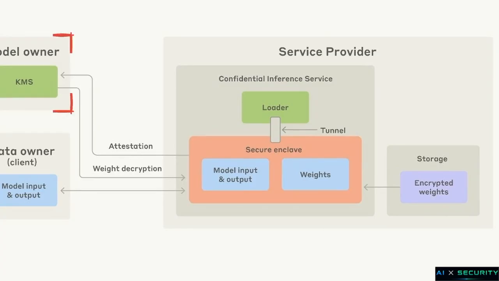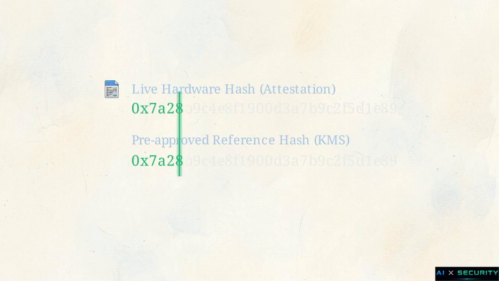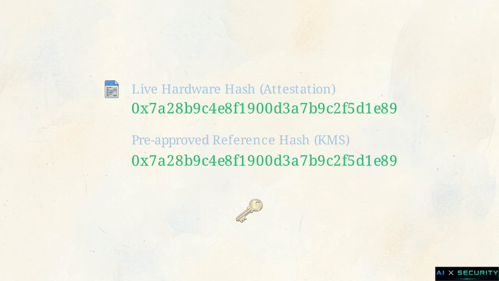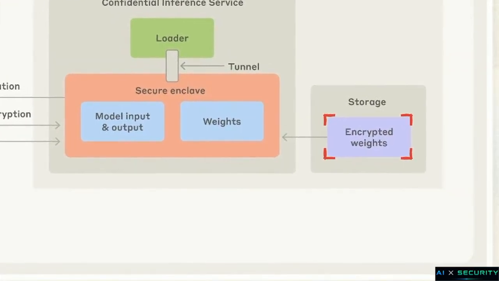The model owner uses a similar verification process to deploy their proprietary weights. The enclave sends its cryptographically signed attestation document out to the model owner's external key management system. The key management system verifies the hardware hashes against the expected pre-approved code. If a single byte doesn't perfectly match, the system denies access. Once verified, the keys are delivered. This allows the enclave to pull the encrypted model weights from standard cloud storage and decrypt them entirely internally.